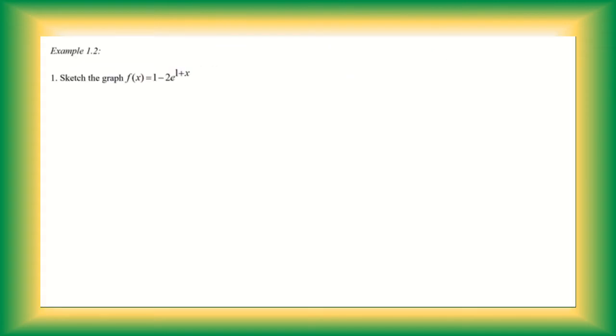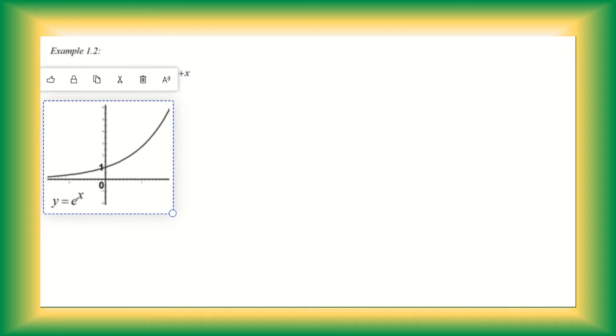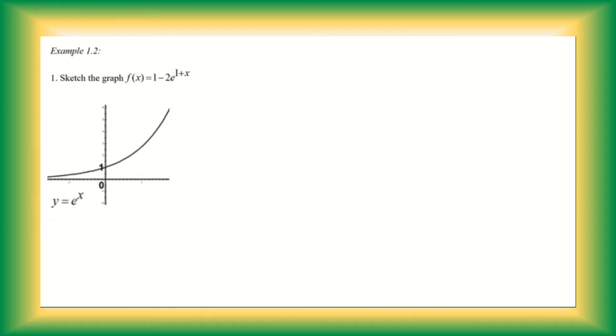Let's look at the example. Sketch the graph f of x equals 1 minus 2e to the power of 1 plus x. First, identify the parent graph. Since there is an e here, the parent graph is an exponential function. So we can start the sketching from the parent graph.